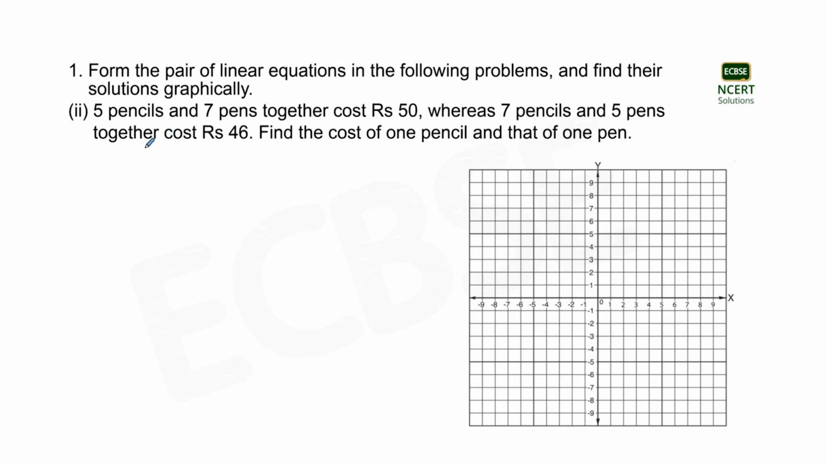Now coming to the second problem of the first question. The second problem says 5 pencils and 7 pens together cost ₹50, whereas 7 pencils and 5 pens together cost ₹46. Find the cost of 1 pencil and that of 1 pen.